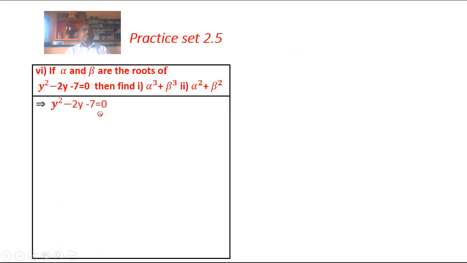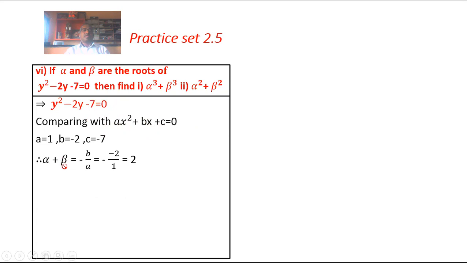Given quadratic equation is y square minus 2y minus 7 is equal to 0. Comparing with ax square plus bx plus c is equal to 0, therefore the value of a is equal to 1, b is equal to minus 2, and c is equal to minus 7.